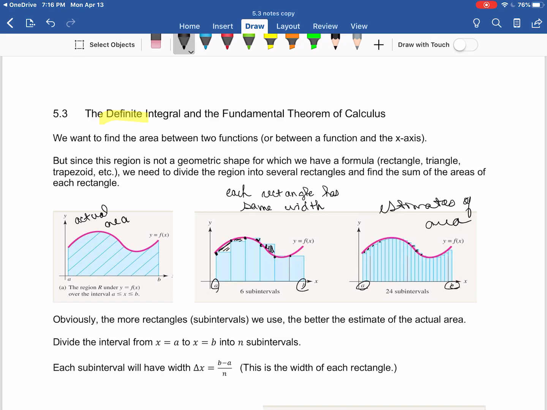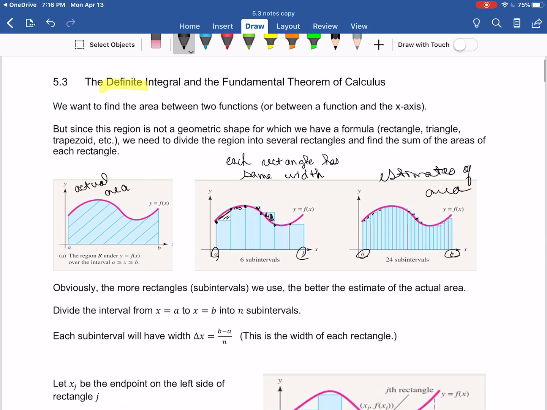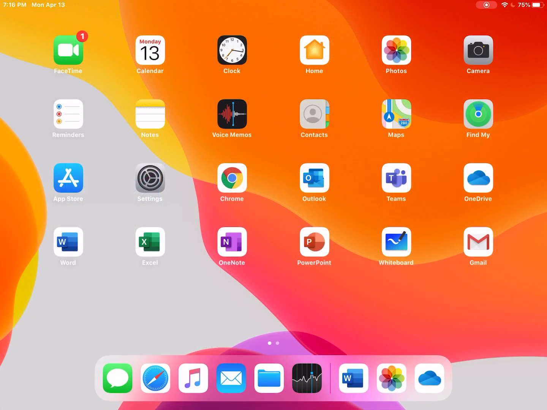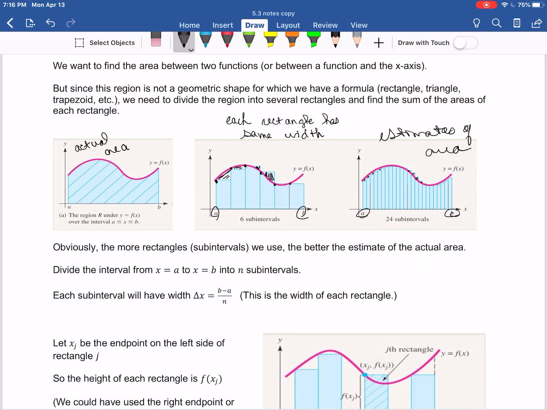Now, why are we using rectangles? Well, we know how to find the area of a rectangle. We know the area of a rectangle is base times height. It's a geometric figure. Had this function been a straight line, I probably would have either used a triangle or maybe even a rectangle in that case. But it's not a straight line, it's a curvy function. And so the best I can do is split this into rectangles. I lost my picture. I apologize.